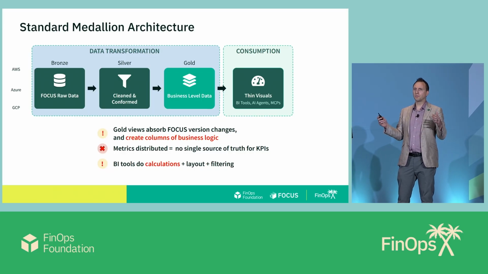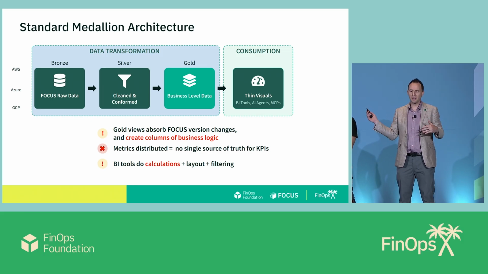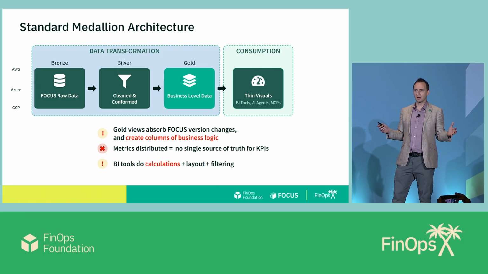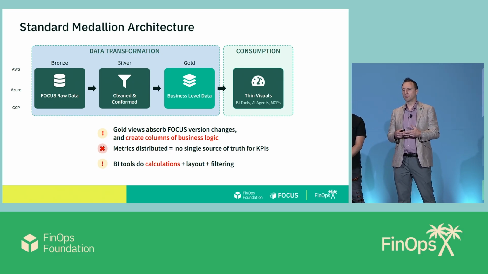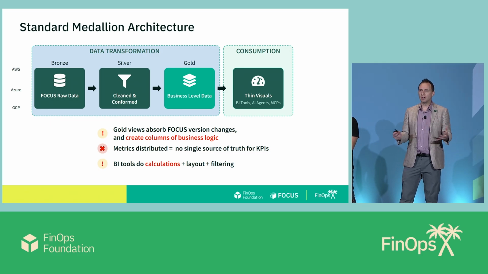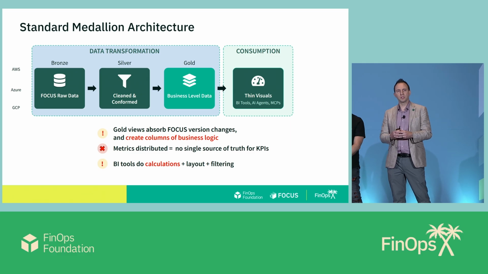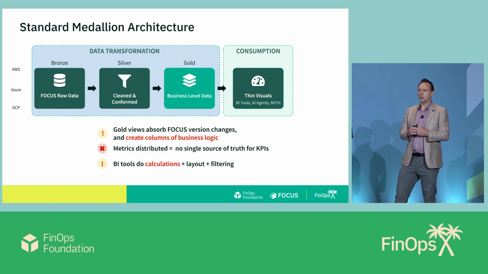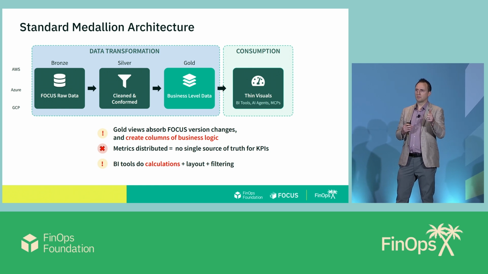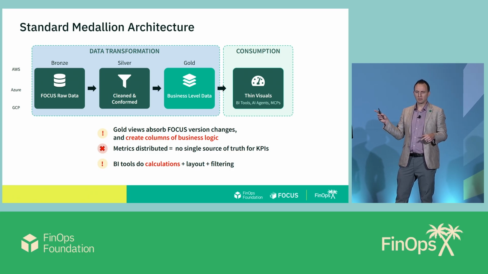So for those who raised their hands in this group, you should be familiar with this slide of standard medallion architecture. Your raw Focus data lands in bronze layer. There's some clean and conform that happens. Then you're adding a little bit of business logic and aggregation to get to gold. Then this is where the problem lies. Your KPIs, your aggregation metrics, they're all getting put into your consumption layer.